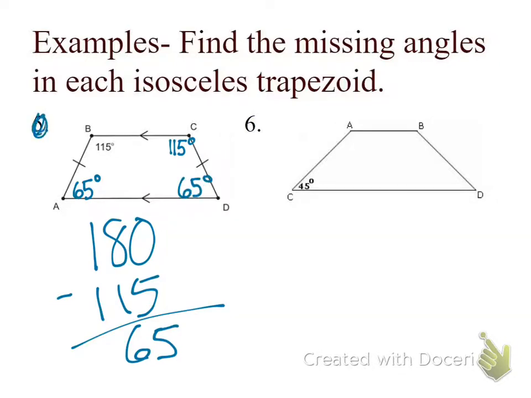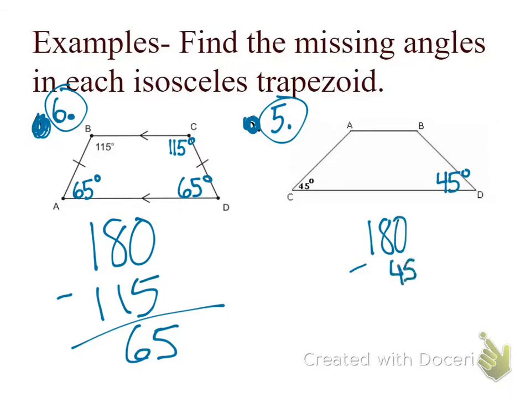Sorry, this one is number 6. Let me fix that on here. And this one is number 5. Which angle do I know right away? D is 45. How do I find A and B? Good. 180 minus 45 is 135. So A is 135 and B is 135.